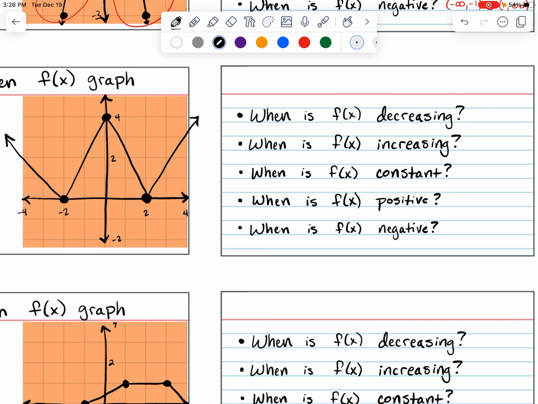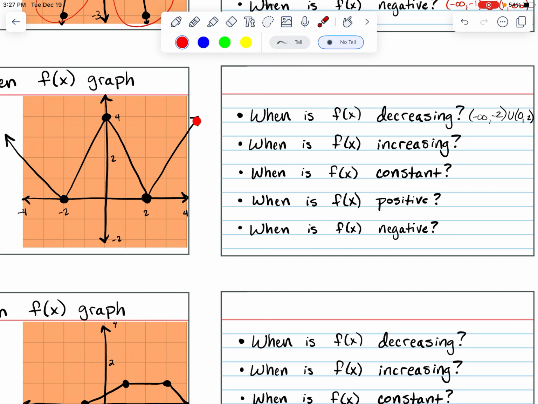All right, we're going to answer this one. So when is f of x decreasing? And you may want to take a second and pause the video, try this out on your own, see how you do. I am going to go over this question for us at the end, but go ahead and see if you can find the answer to this. So when is f of x decreasing? So the graph is going down. All right, that's going to be from -infinity to -2, and then also from 0 to 2.